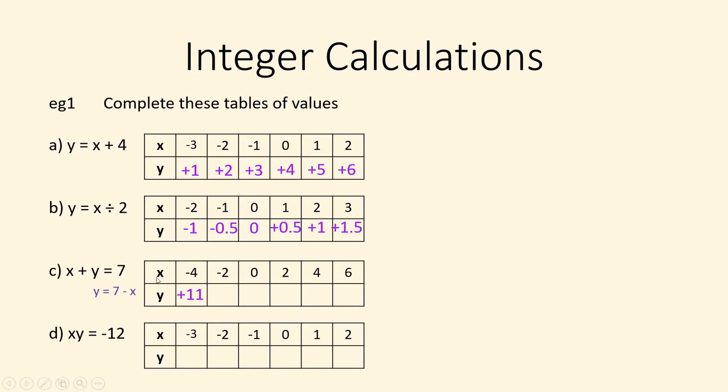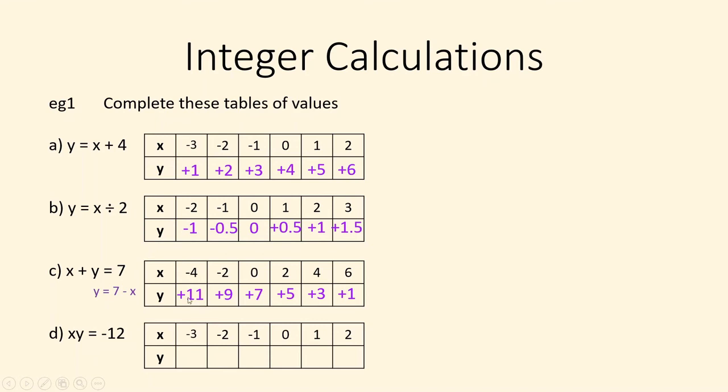If x is equal to negative 2, again, 7 minus negative 2, double negative there means plus. 7 plus 2 is positive 9. If x is equal to 0, that should be easy enough. 7 minus 0 is still 7, positive 7. If x is equal to 2, we're doing 7 minus x's value, so 7 minus 2, that would be positive 5. If x is equal to 4, we'll do 7 minus positive 4. 7 minus 4 is positive 3. And if x is equal to 6, 7 minus positive 6 is positive 1.